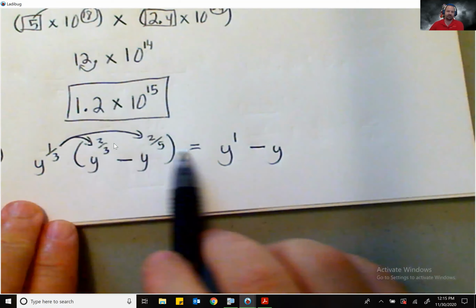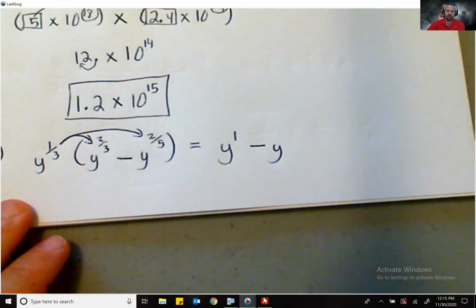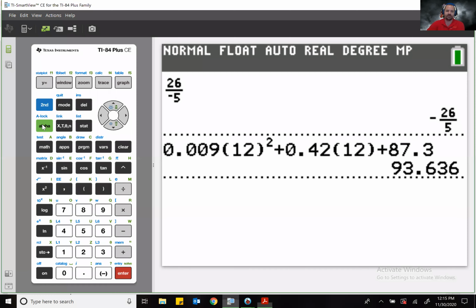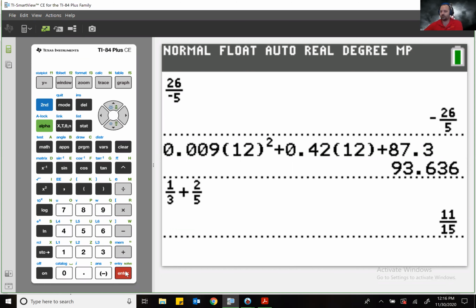1/3 plus 2/5, which I don't know off the top of my head. I'm sure I could do it real quick, but I'm lazy. So just go to your calculator. 1/3, scroll out to the side, plus 2/5. And there you go. 11/15.